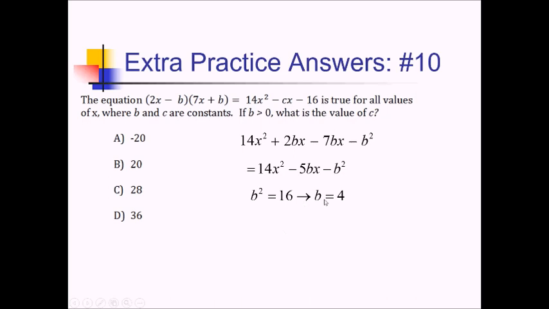And we said earlier that c and negative 5b, since they're both next to that x to the first power, must have the same value. Since c is 5b, c is really 5 times 4, which is to say c must be 20, which gives us choice B, ironically.